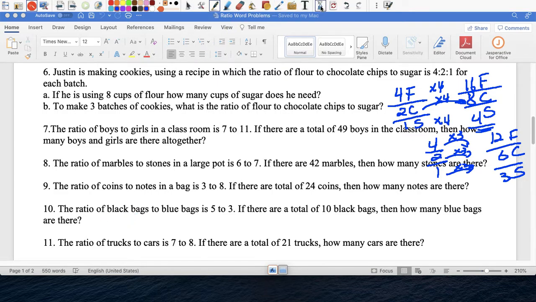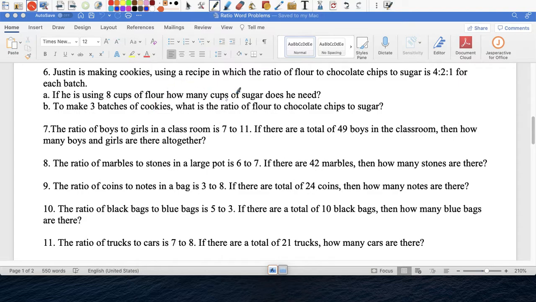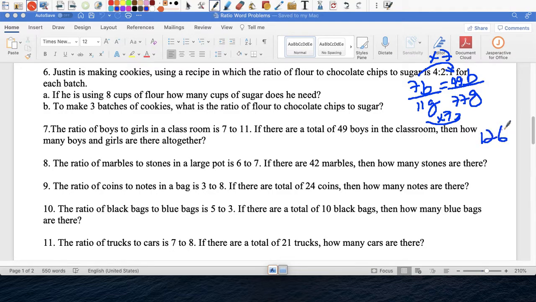Okay. All right. So the ratio of boys to girls. Boys is 7, girls 11. There are a total of 49 boys. Here's my proportion of boys to girls. If there are 49 boys now, that's times 7, and this will be times 7, which gives me 77. And the total, that would give me 49 and 77, 126 in total people in the classroom.